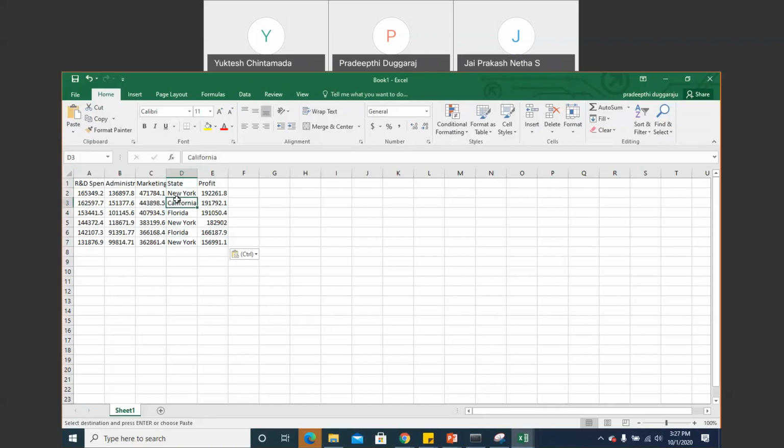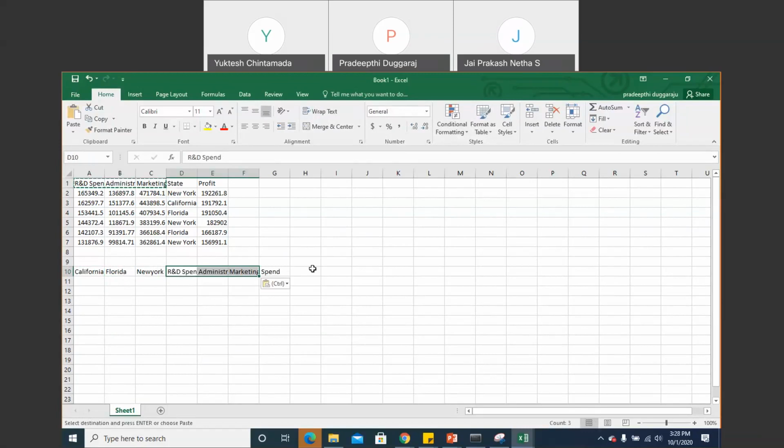At that time, based on the alphabetical order, it will create a few more columns based on the categories. In the state column, we have three categories, which are New York, California, and Florida, right? So it creates three more columns in alphabetical order. The first one will be California, the second one will be Florida, the third one will be New York. The remaining R&D spend, administration and marketing spend will be similar.